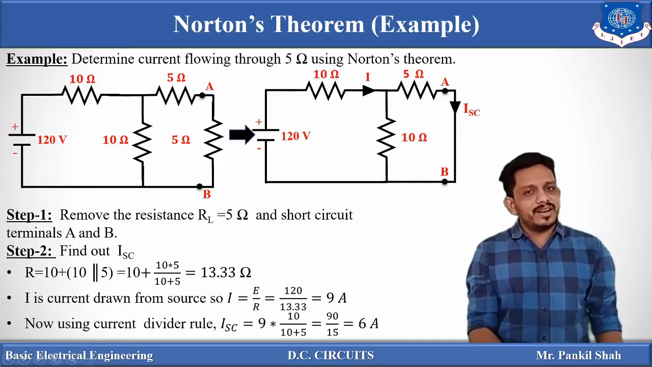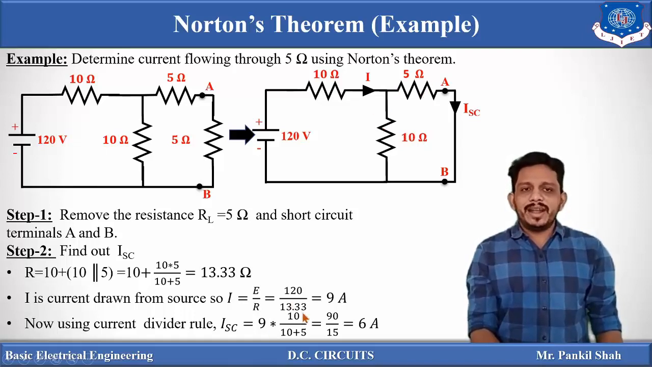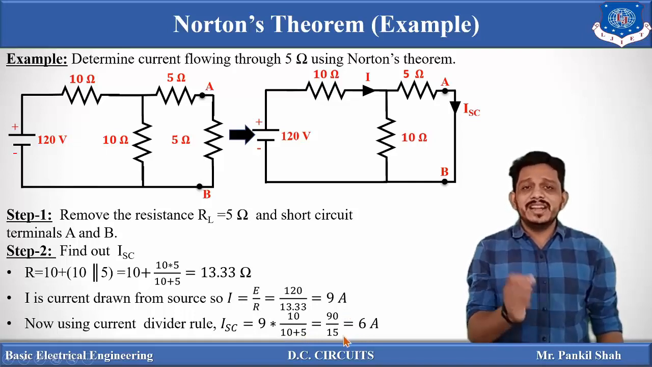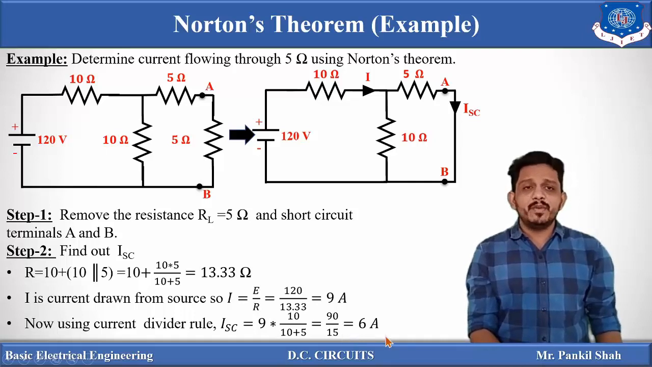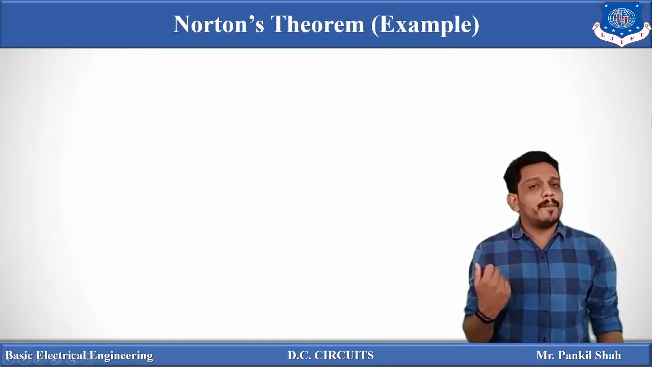So you have to apply the current divider. The current divider rule states that if you want to find the current flowing through this branch, then ISC is equal to the total current I, that is 9, into the opposite resistance, that is 10, upon the total resistance of this network, 10 plus 5. So 10 upon 10 plus 5. So it will give you 90 upon 15, which gives you 6 ampere. So the short circuit current is nothing but the 6 ampere. So we have obtained the Norton's current.